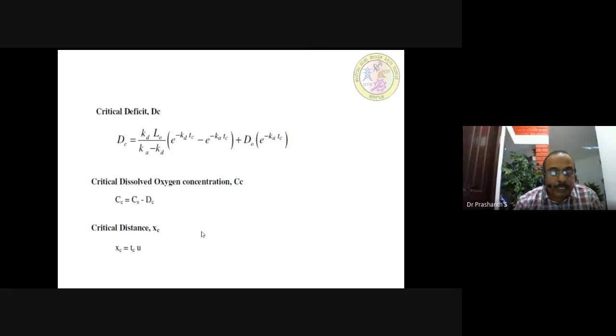And what is the critical deficit? The critical deficit means the lowest point on the oxygen curve, where the DO is very low, say 1 milligram per liter; what deficit is there at that point is calculated. Using Streeter-Phelps we get DC is equal to KD L0 by Ka minus KD into e to the power minus KD TC. So KD is the de-oxygenation rate constant, Ka is re-aeration. So the deficit is the combination of Ka and KD. So what is the critical dissolved oxygen concentration, CC? CS minus DC, and the critical distance x is equal to Tc into u.